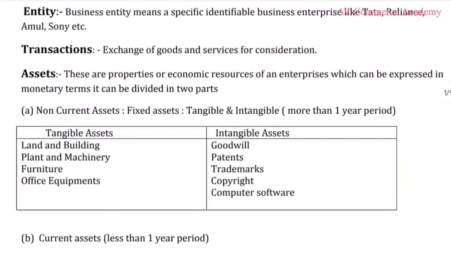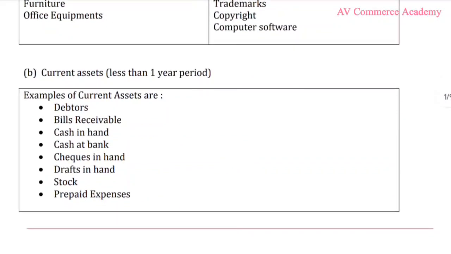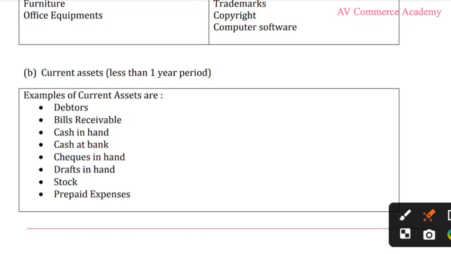So that is assets. And next one is current assets. What are current assets? Current assets are movable, which is why we call them current assets. Unlike fixed assets, which the company holds till date as equipment, current assets are those that go out or are received. So first one is debtors.